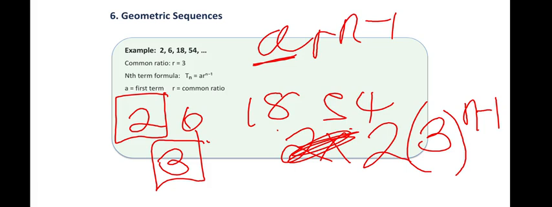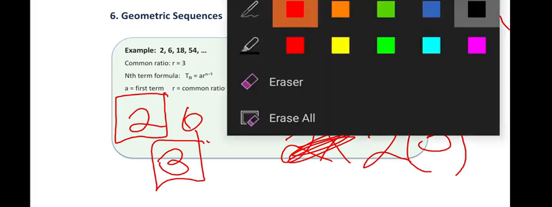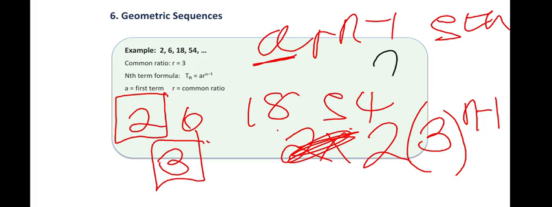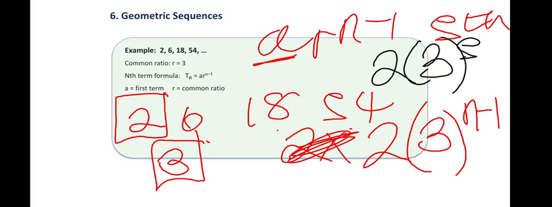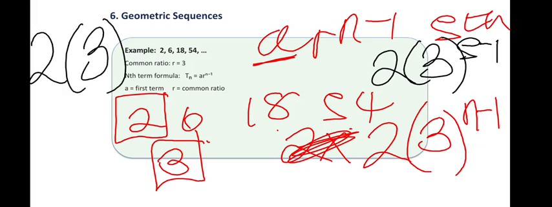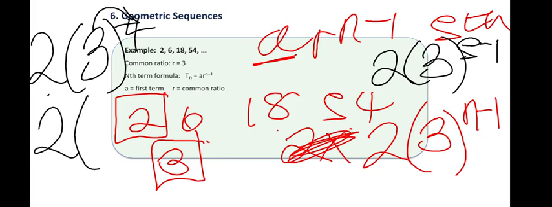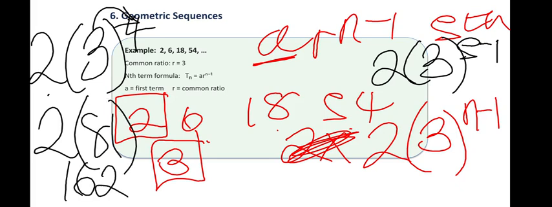Now let's say that the question says find the fifth term. If you're asked to find the fifth term, it means that where there is an n, you're going to put a 5. So it becomes 2 times 3 to the power of 5 minus 1, which is 2 times 3 to the power of 4. Before you say 2 times 3, this 3 has to deal with its 4 first. So now we've got 2 times 3 to the power of 4, which is 81. So now we've got 2 times 81, which is 162.